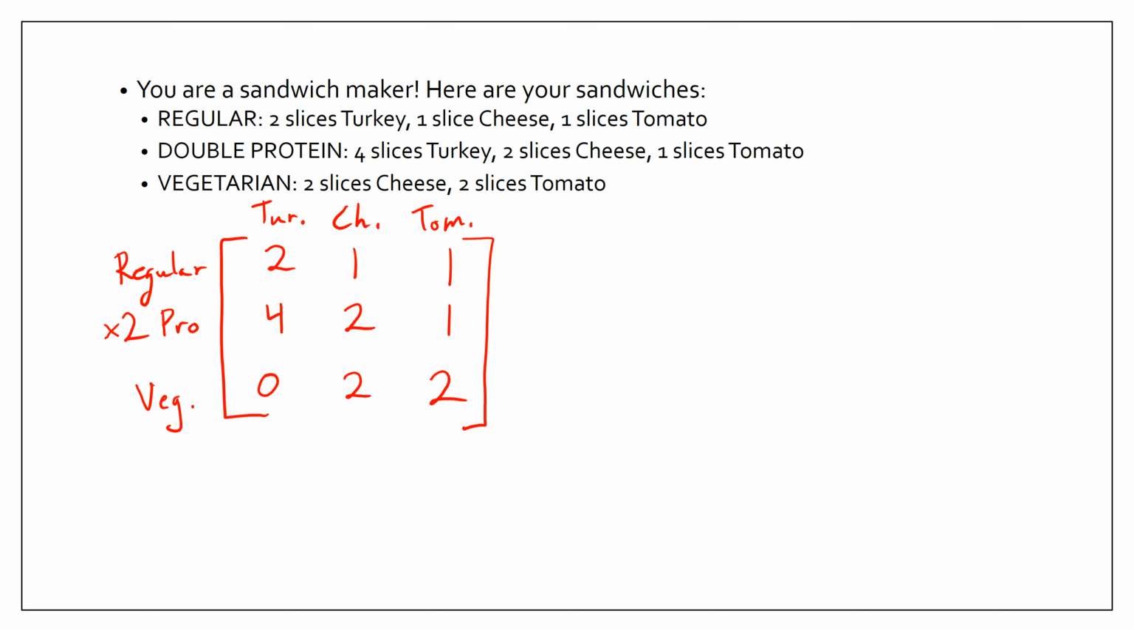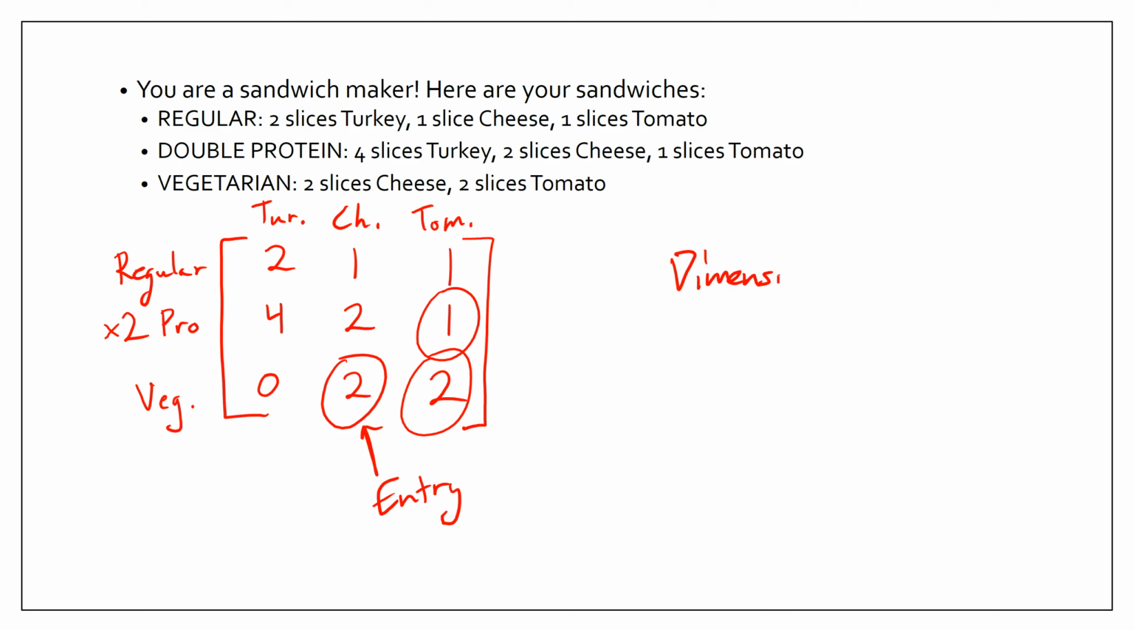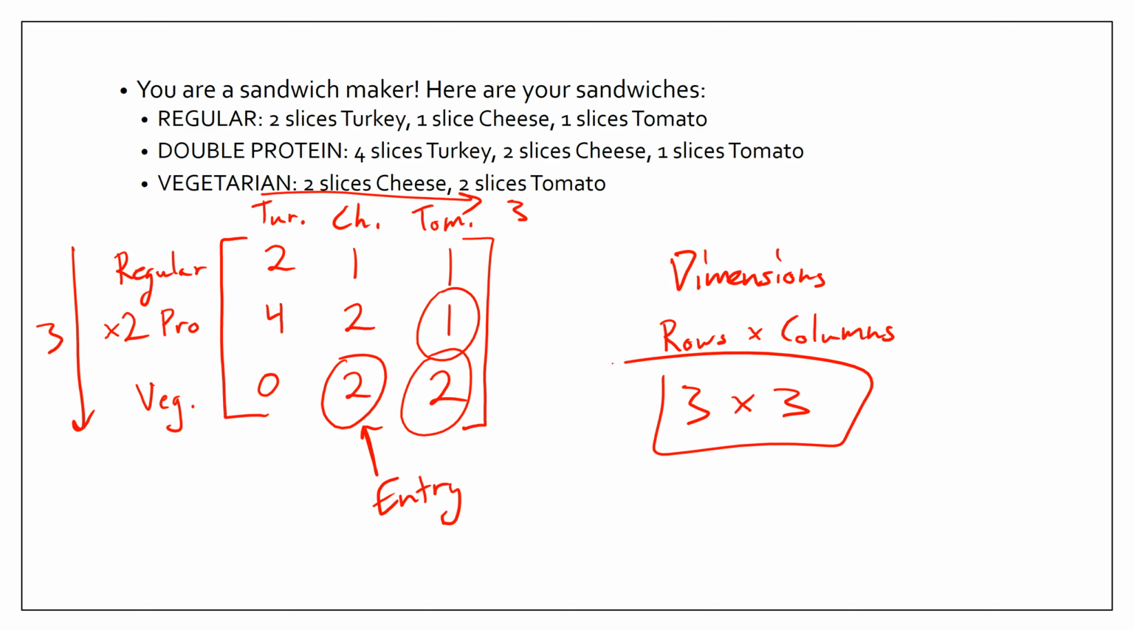Before I show you what you can do, we just need to talk about a couple terminologies. Each one of these entries is called an entry. So this is an entry, all right? It's just the little individual piece of data. And then we call the dimensions of this matrix, the dimensions. We're going to name it rows by columns. And I'll tell you what I mean by that. We have 3 rows, so this is a 3 by... We have 3 columns. So this is a 3 by 3 matrix. This is the matrix dimension. This is the matrix size.